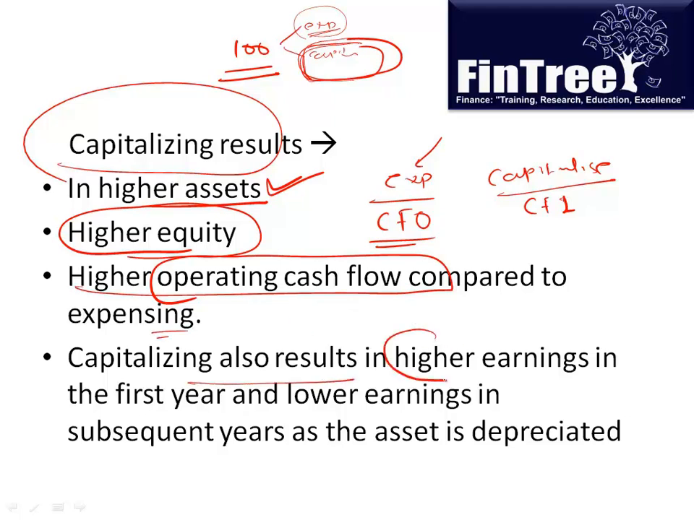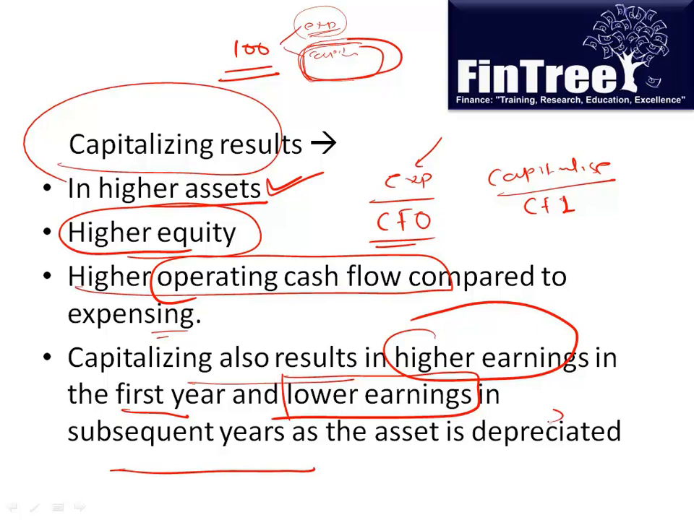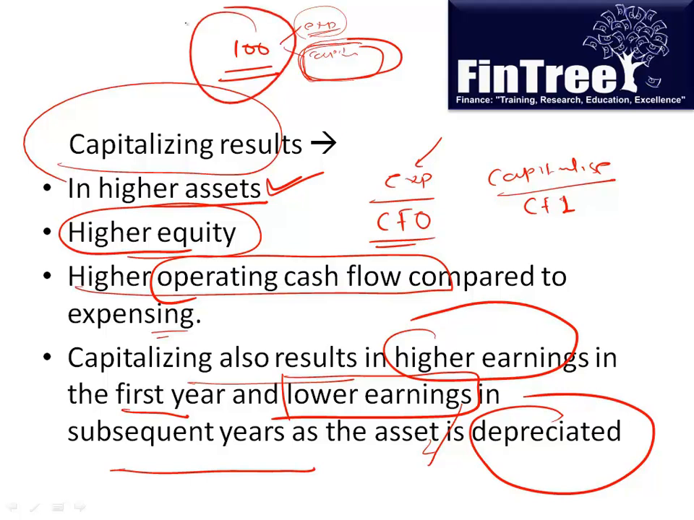It would also result in higher earnings in the first year, but lower earnings in subsequent years, because now we will have depreciation. If I wouldn't have capitalized, there wouldn't have been any depreciation. But since I have capitalized, in the subsequent years I will have to charge depreciation, so my earnings would be relatively lower. But my equity will still be higher. If I have an asset of 100, that entire 100 was added to my equity, and then it would be reduced in the form of depreciation over, let's say, 5 years. Whereas when I expense it, the entire 100 is reduced from my equity immediately at time zero itself.